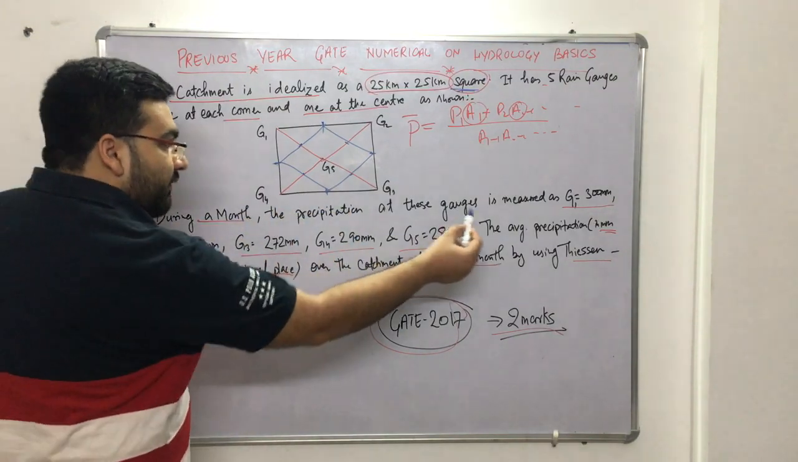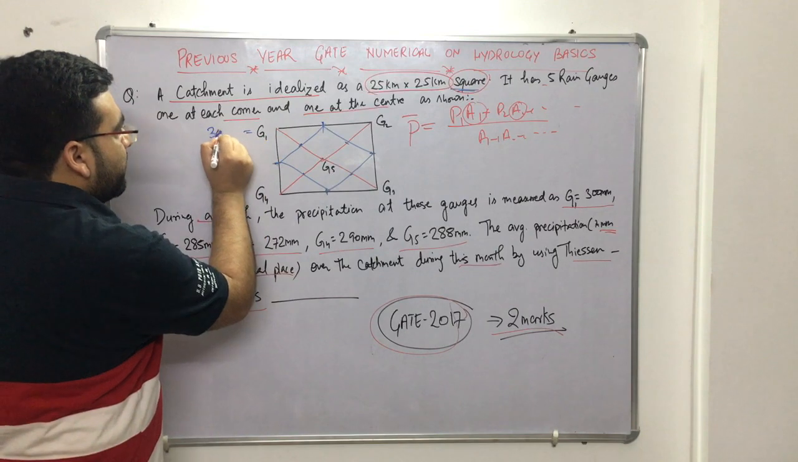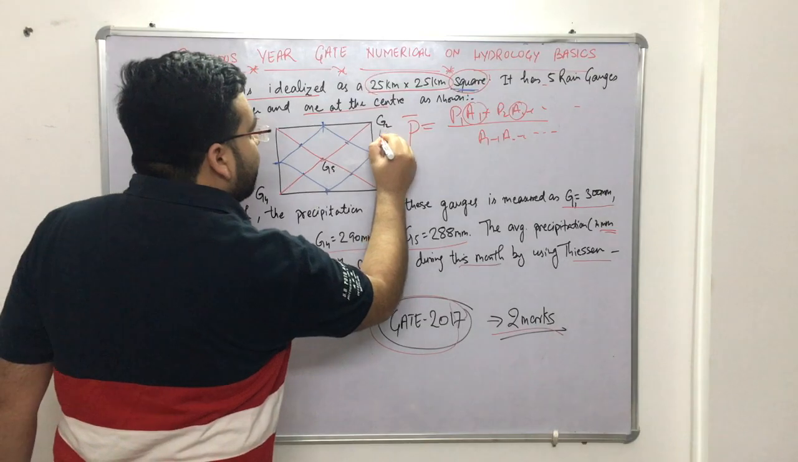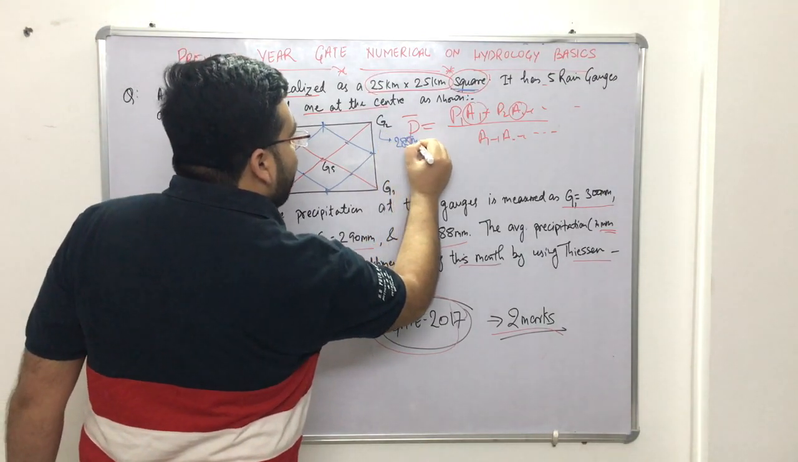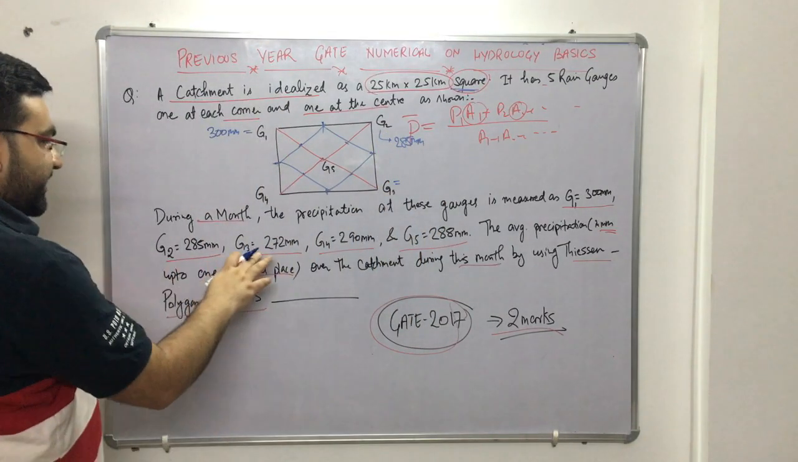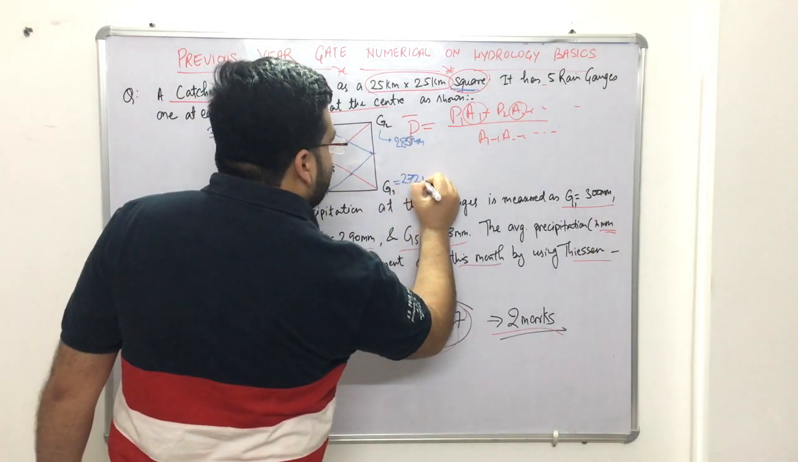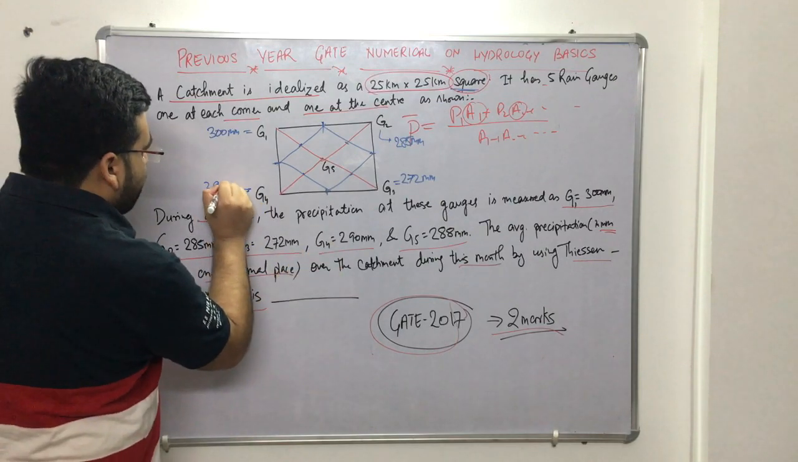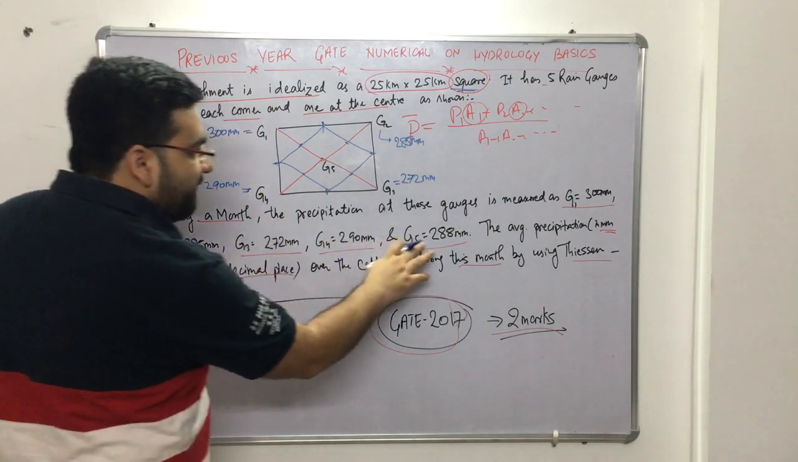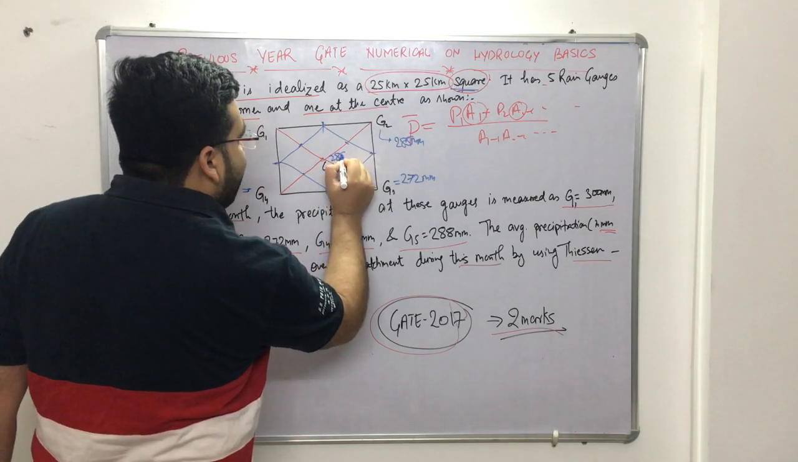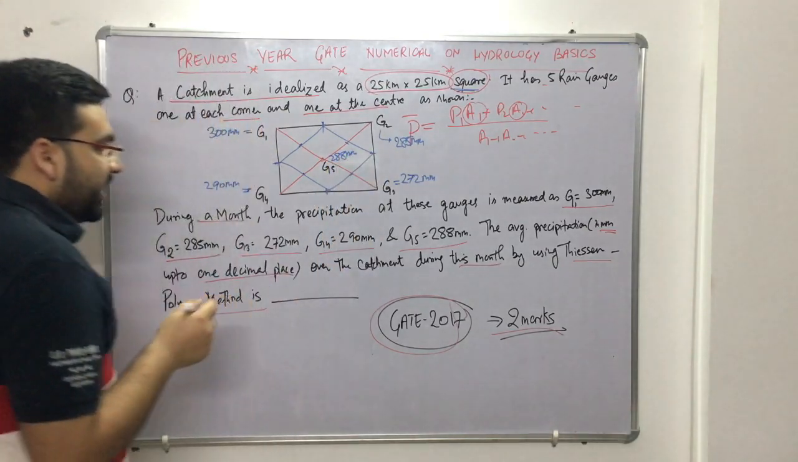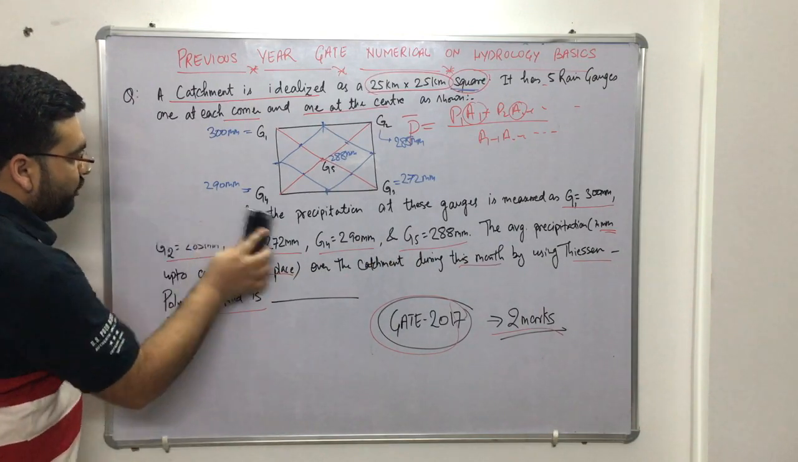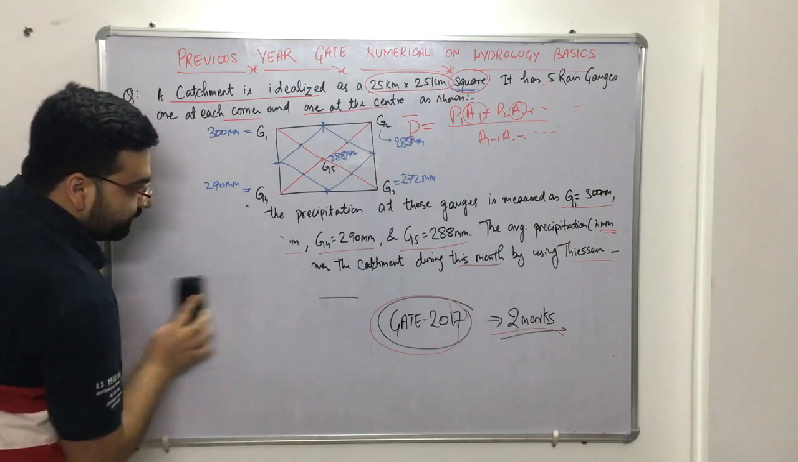For G1 it is 300 mm. For G2 it is 285 mm. For G3 it is 272 mm. For G4 the precipitation is 290 mm. And for G5 the precipitation is 288 mm. Now let me rub this because this is not required now, so that we can solve the numerical.